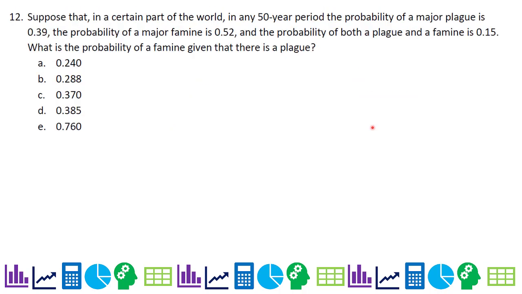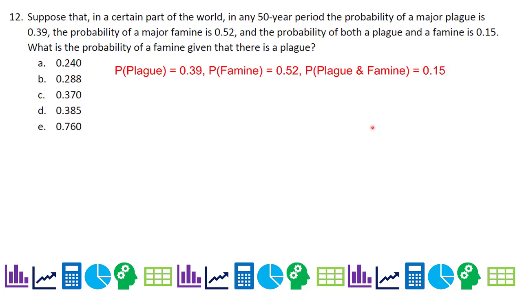Number 12. Suppose that in a certain part of the world, in any 50-year period, the probability of a major plague is 0.39, the probability of a major famine is 0.52, and the probability of both is 0.15. What is the probability of famine given that there is a plague?